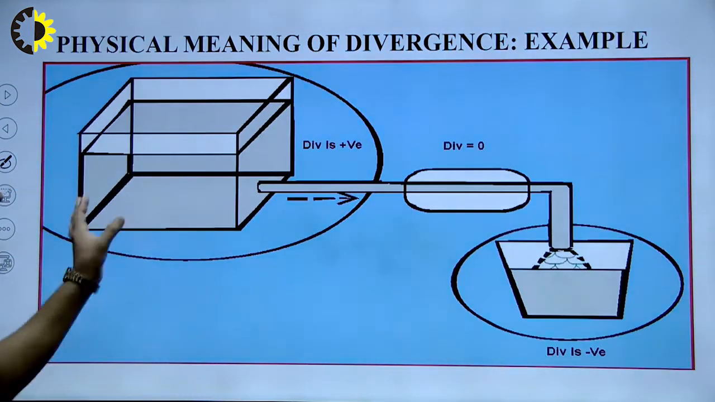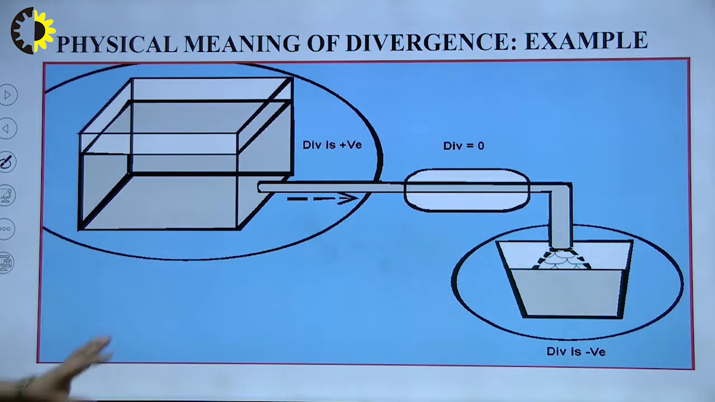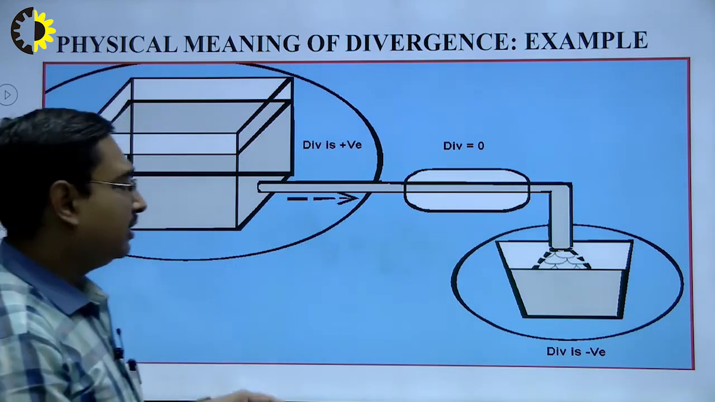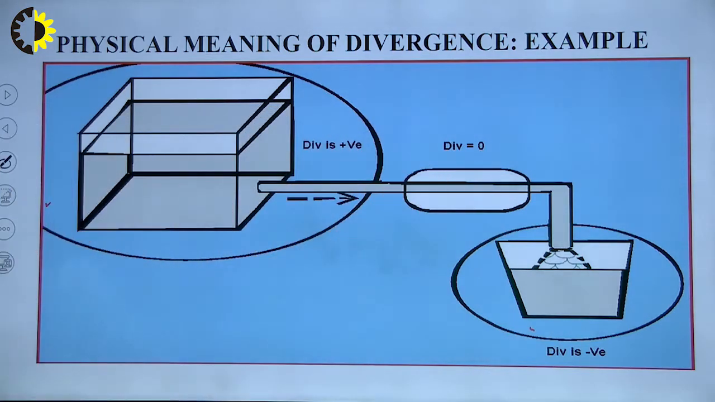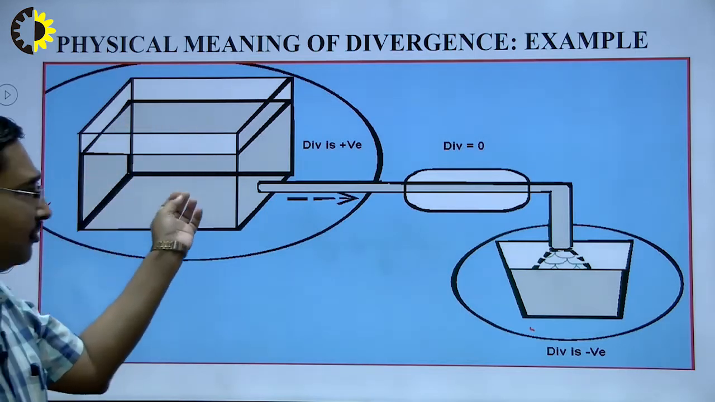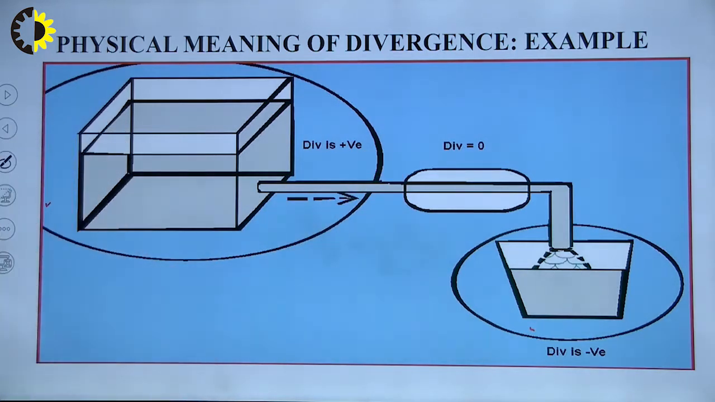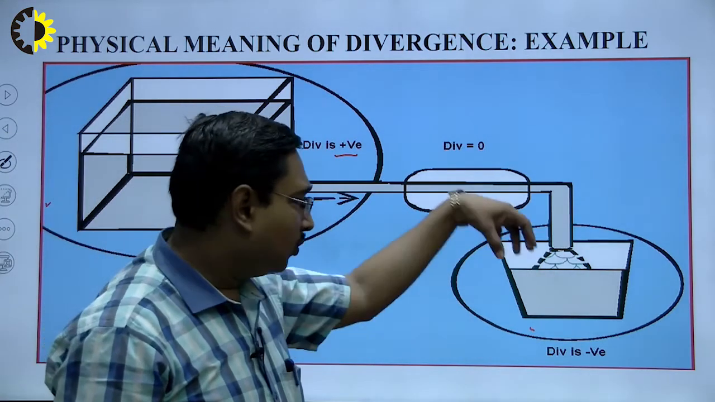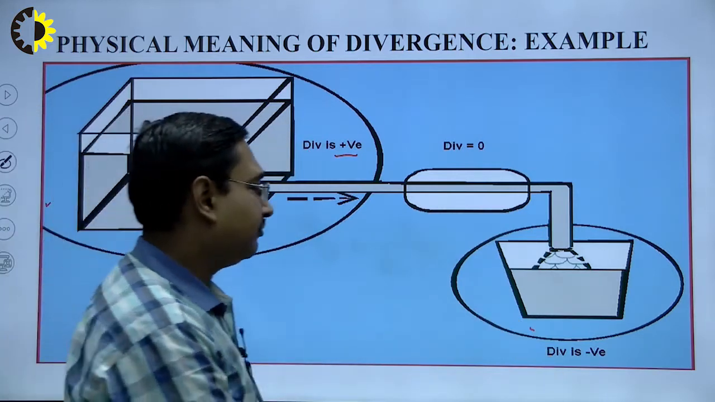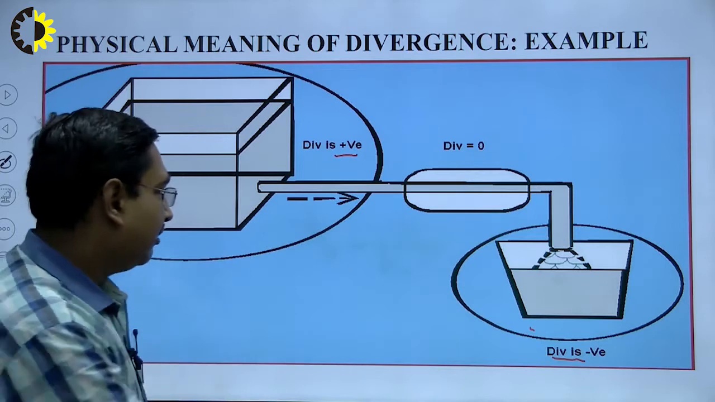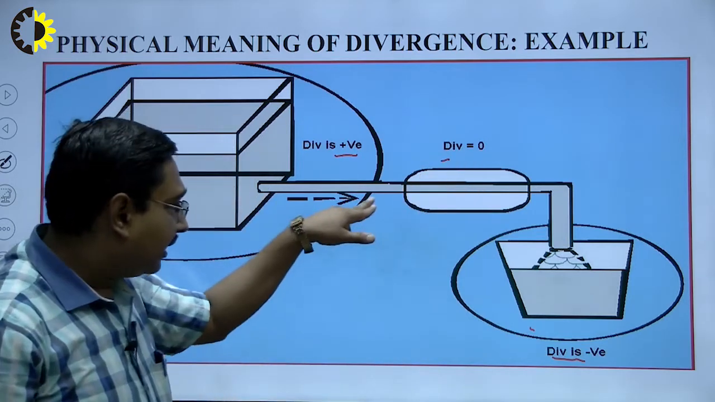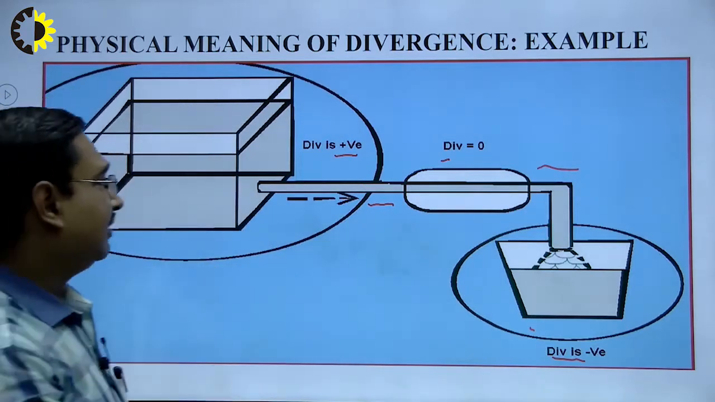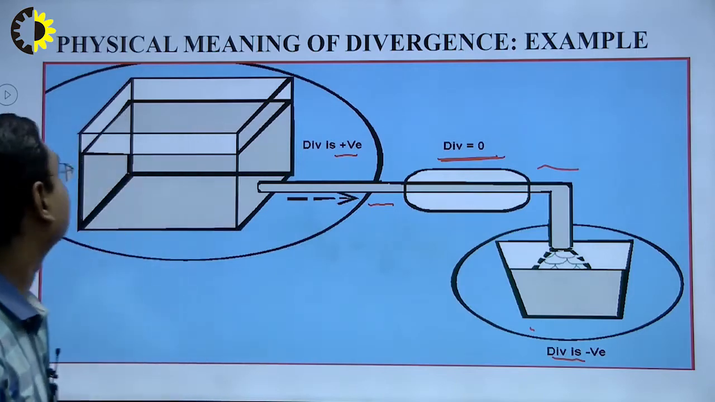To visualize, we can take one more example. Suppose I have water filled in this tank, and this water is going to this bucket through this pipe. For this tank, because fluid is emerging out, going outside, the divergence is positive. For this bucket, because fluid is entering, converging to this bucket, the divergence is negative. If we consider this pipe, then the rate of inflow and the rate of outflow are both the same, and therefore the divergence is 0 for this pipe.